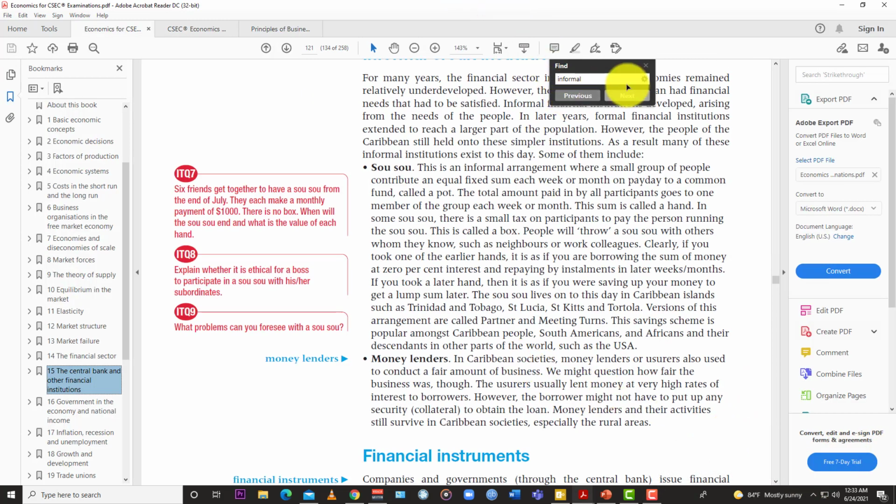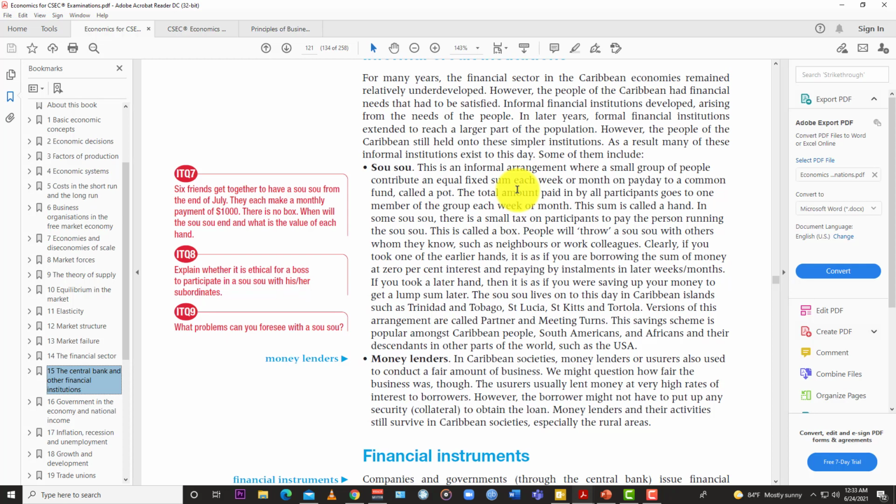So a quick rundown of the susu from the textbook. Susu, this is an informal arrangement where a small group of people contribute an equal fixed sum each week or month on payday to a common fund called a pot. The total amount paid in by all participants goes to one member of the group each week. So you have Maggie for that month. This sum is called a hand, so that's why they have partner hand.